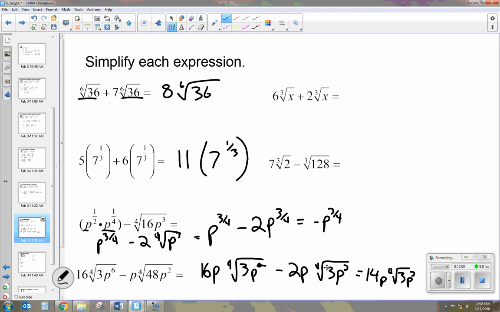Moving on, this is another simple one. Same radicals, so we can just add them. We're left with 8 times the cubed root of x. In this case, we need to make sure they're the same radicals, so we're going to simplify our cubed root of 128 to 4 times the cubed root of 2. So now we're just left with 3 times the cubed root of 2.